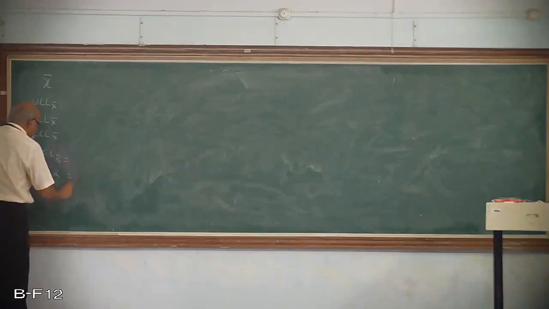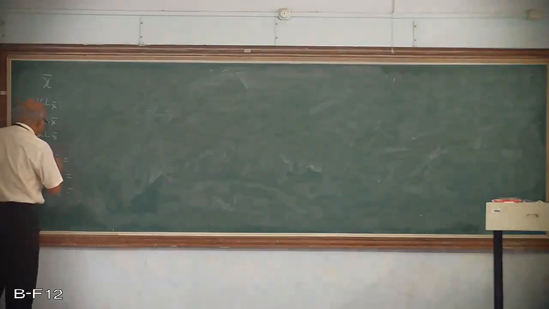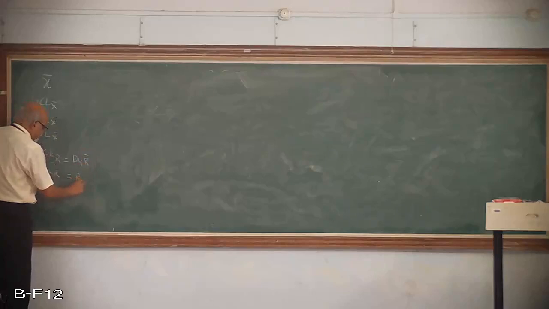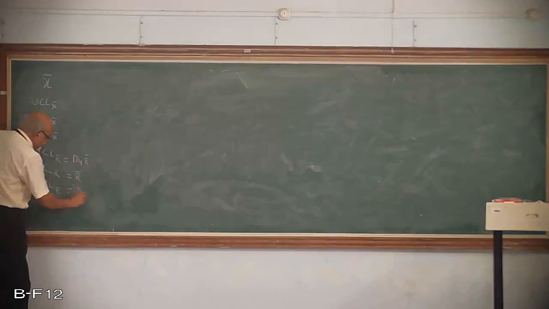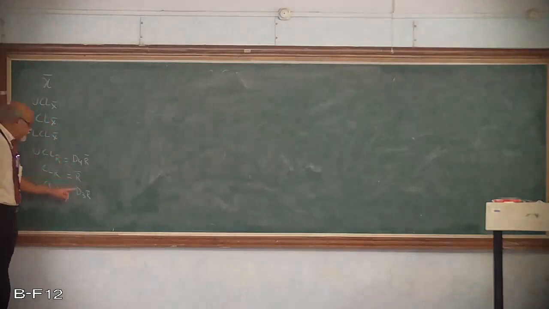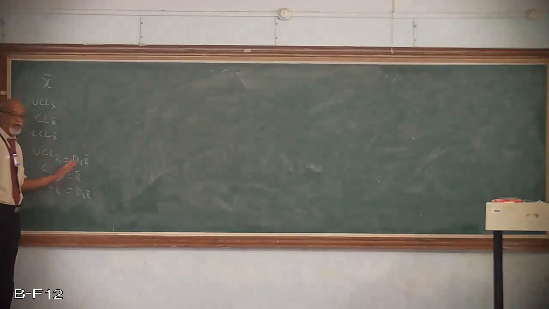Okay, I'll first write down the equations over here. This one is D4 R bar. The central line is R bar. Lower control limit for the R chart is D3 R bar, where D4 and D3 are the factors which depend on the sample size.